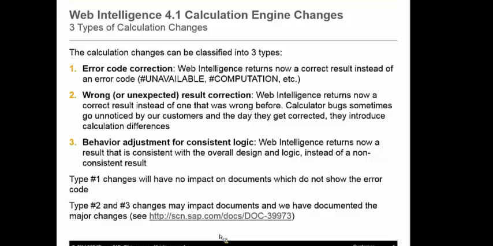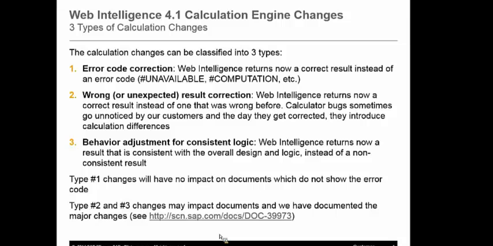keep a very consistent logic and if we tolerate exceptions, then sooner rather than later it will become impossible to maintain the calculator. So we have to be very strict with the way the calculator works to make sure we don't tolerate any exception, make sure that we can keep maintaining it in the best way possible. And that's why we do this adjustment. Again, I will give you an example of such a behavior adjustment.